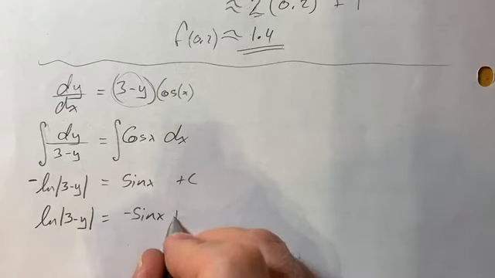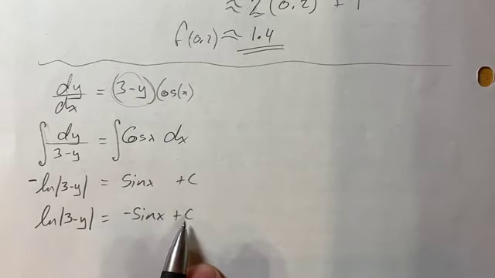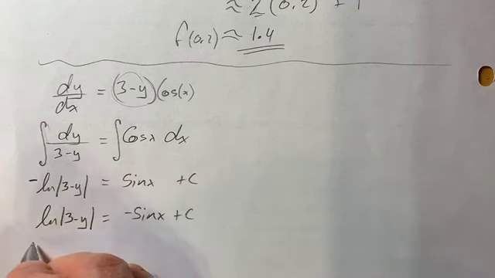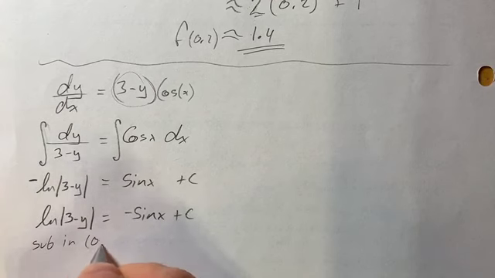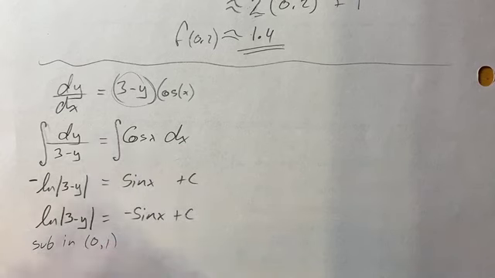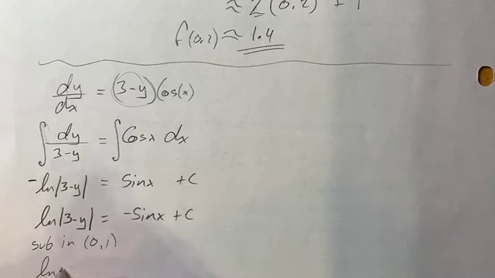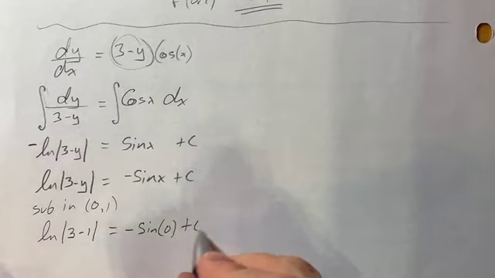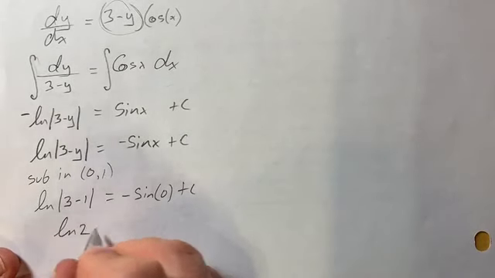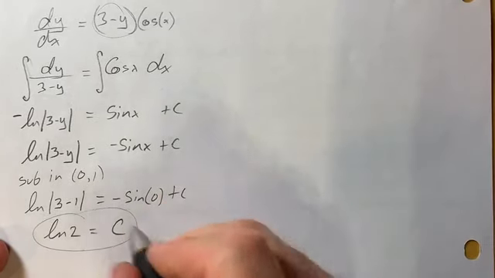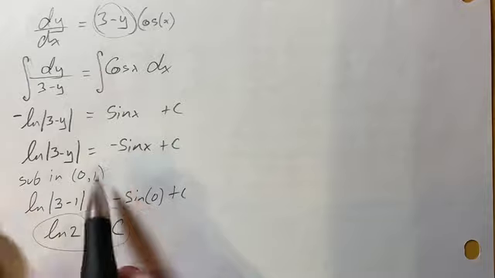Now, should I say minus c or plus c? Well, it doesn't really matter. I know it's just some constant, but at this stage now, I should probably start plugging in my value. So I'm going to sub in (0, 1). When the x value is 0, sine of 0 is 0, and y becomes 1. So ln of the absolute value of 3 minus 1, that's also known as 2, is equal to negative sine of 0, which is 0, plus c. So in other words, ln 2 is equal to c. Okay, so that's a number. It's an actual constant.